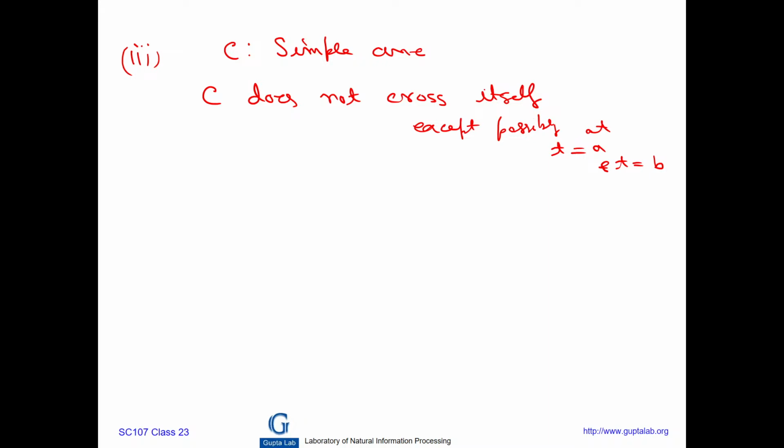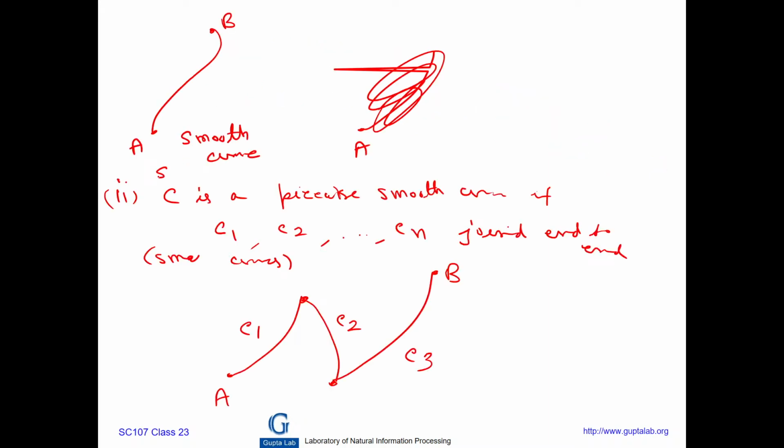Okay. So for example, this is a simple curve also. Right, it is not crossing itself. Similarly, this is also a simple curve. This is a piecewise smooth and simple curve, right, which does not cross itself.